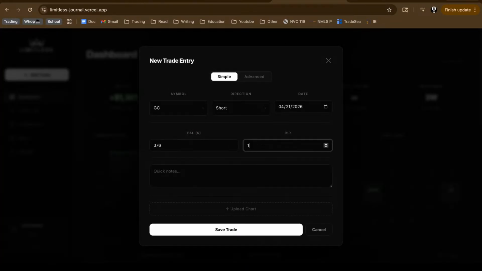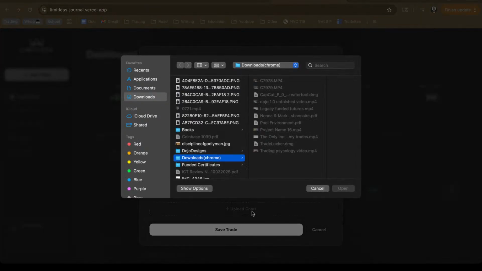The risk to reward was like a 1.5. Took a sell during Asia session. Or it was a buy. We took a buy. What am I talking about? Long. Took a buy during Asia session because the 1 minute confirmation was an IFVG, and we targeted an unfilled 1 hour gap. Boom, upload chart.